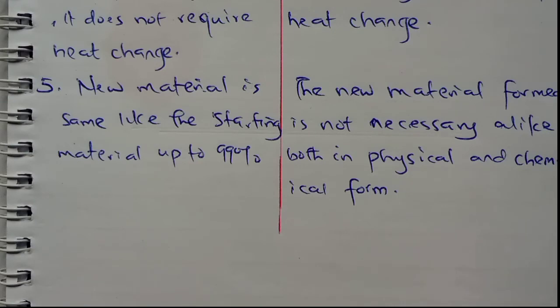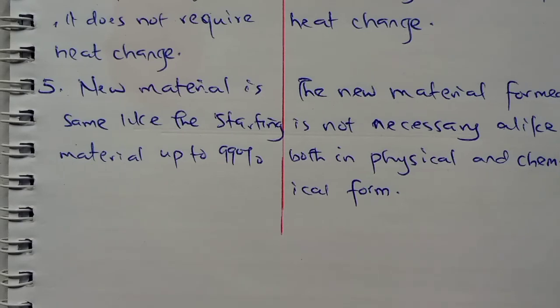For instance, yes, we might have a colorless gas producing a colorless gas as a new material, but that particular colorless gas produced in a chemical reaction might not have the same properties as the starting material. That is what happens in chemical change. The new material formed is not necessarily alike, both physically and chemically, with the starting material.